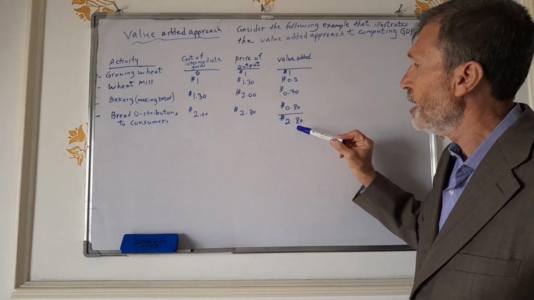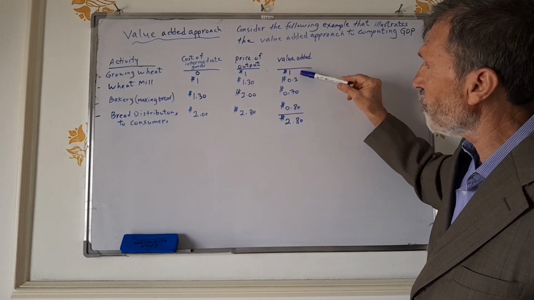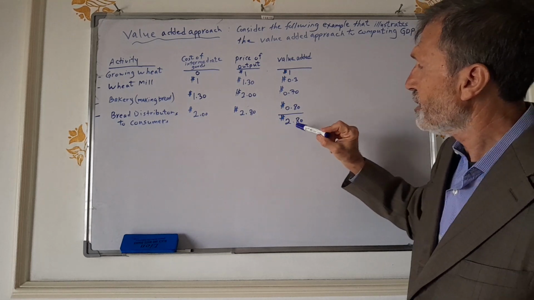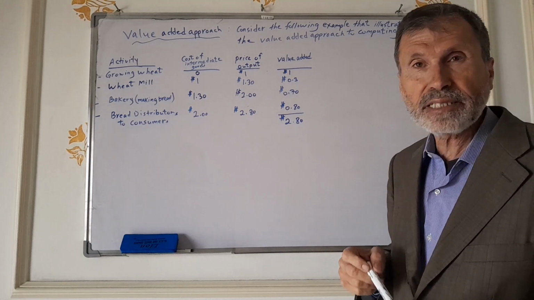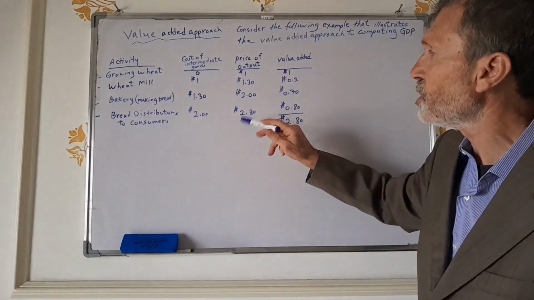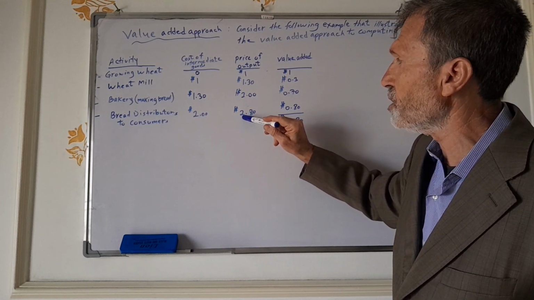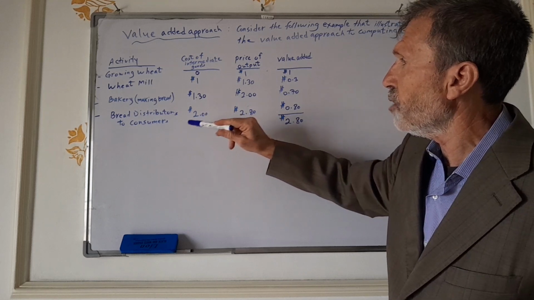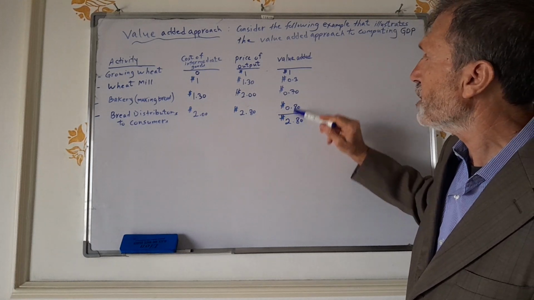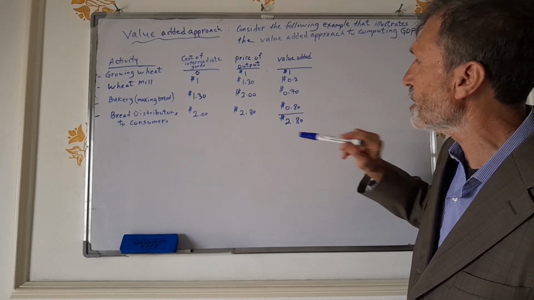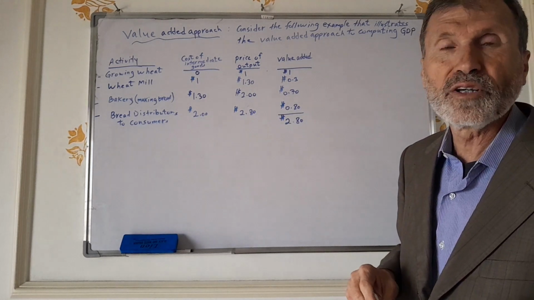This is the value of GDP, which is the sum of the value added in all stages of production. By the way, this $2.80, the sum of the value added, is the same as the value of the final good, which is $2.80. So the value of the final good, which is the value of the bread when it comes to the consumer, is $2.80, and the sum of the value added is $2.80. Therefore, this is the value of GDP, which is the same as the value of the final good.